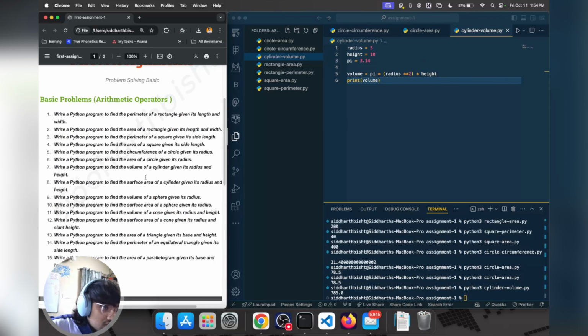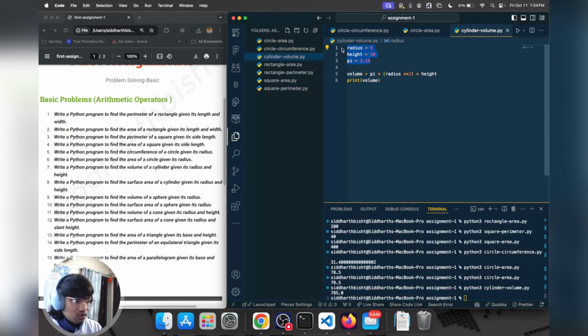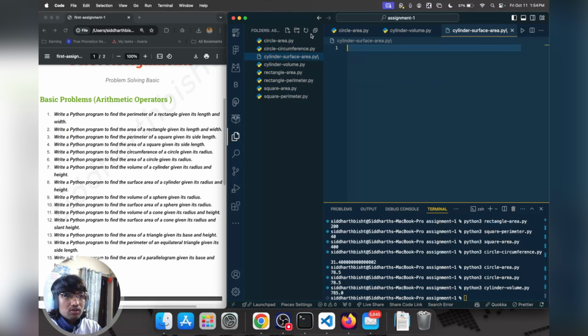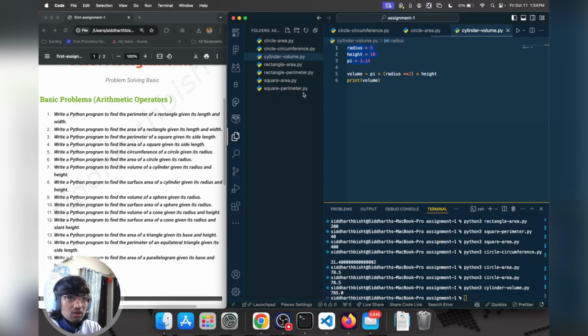Okay, next one: write a Python program to find the surface area of a cylinder given its radius and height. Again we are given radius and height, and what we have to find is its surface area. So I will copy all these three things. I will make a new program, cylinder surface area.py. I made a typo, so I don't need to delete it, I can just rename it.